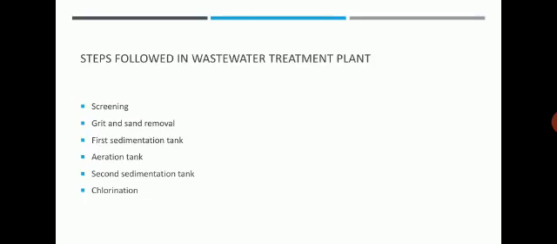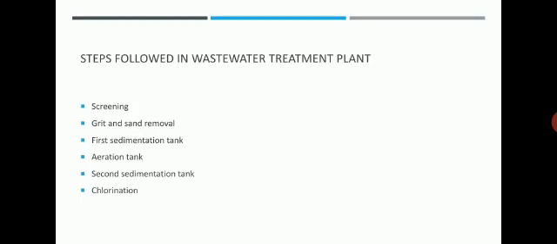The different steps involved in the treatment of water are: first of all, screening. In this, wastewater is made to pass through bar screens. These screens help to remove large and suspended objects like plastic bags, sticks, cans, etc.